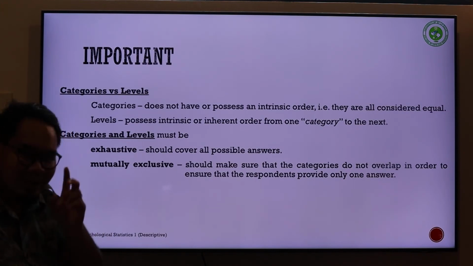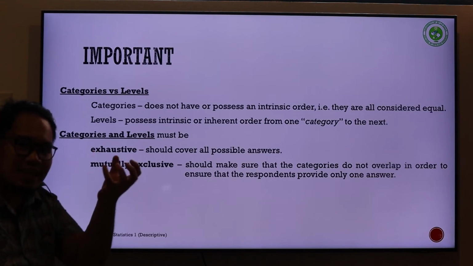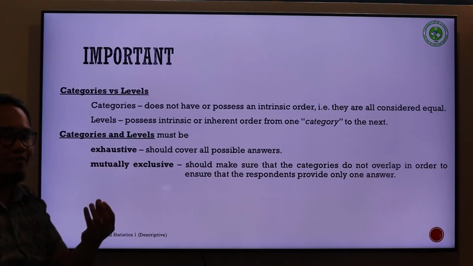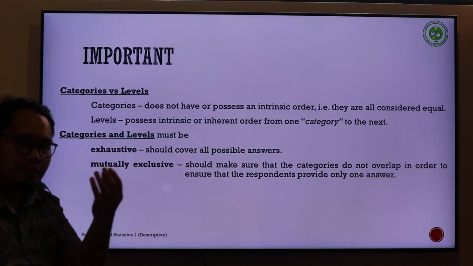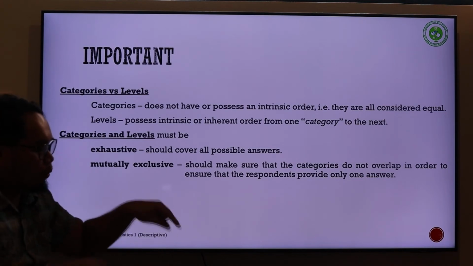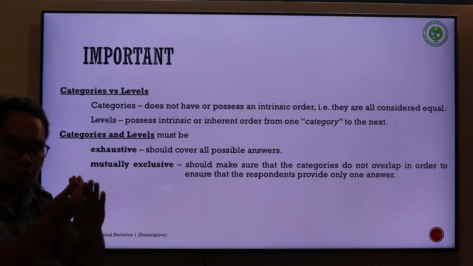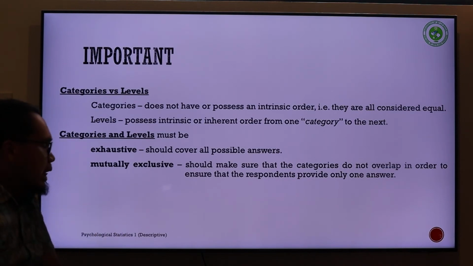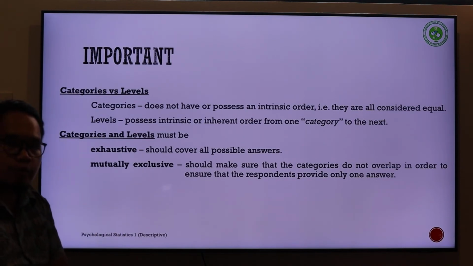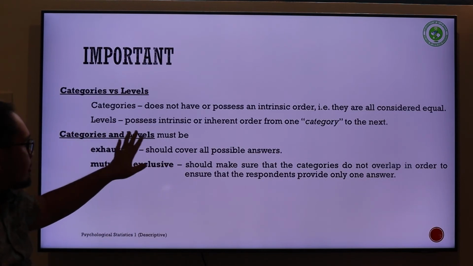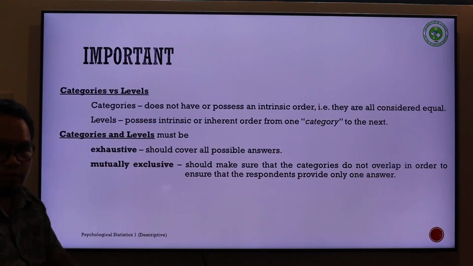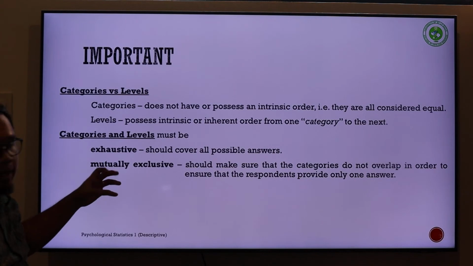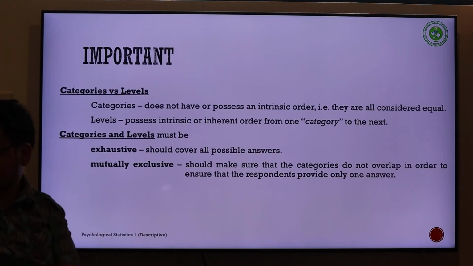Alright? So that's one thing to consider. It should be mutually exclusive. There's no confusion from the participant's point of view about which one to answer. They should be exclusive, with no commonality between the options. Okay, so again, categories and levels must be exhaustive and mutually exclusive. We're going to make use of these definitions in a while, so I hope you put that in mind.